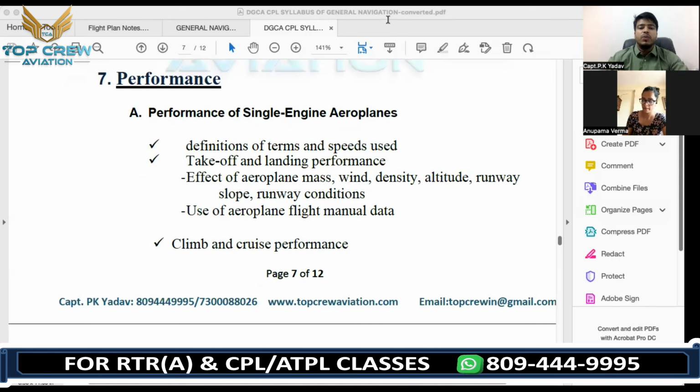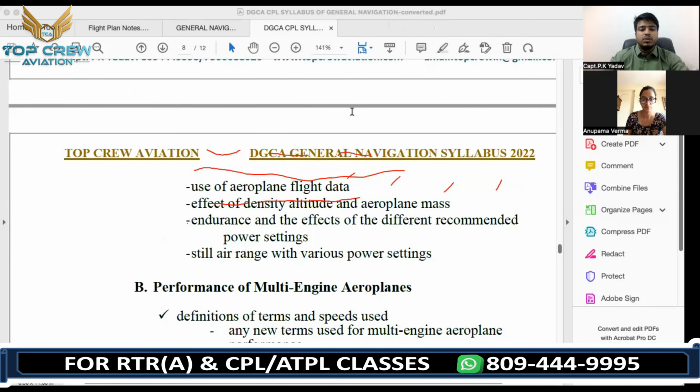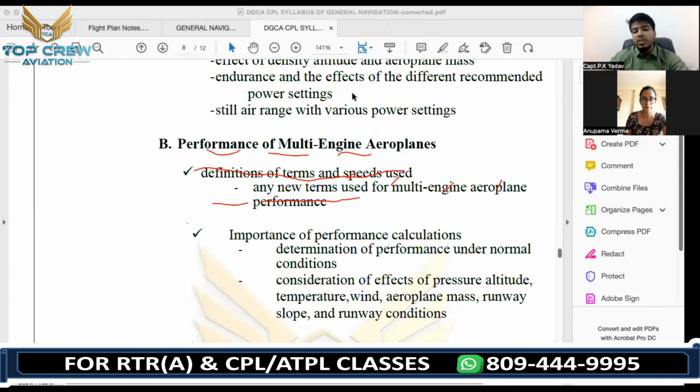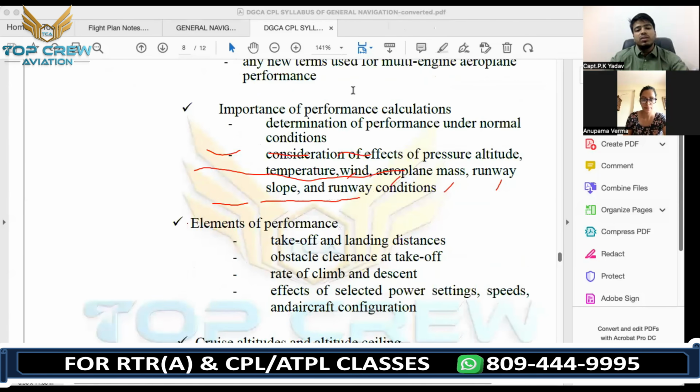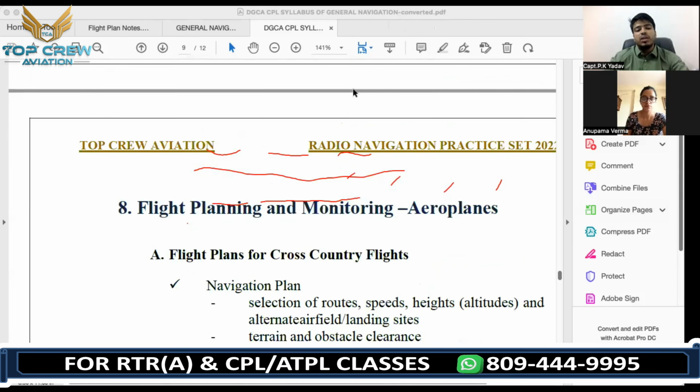Then in that we would understand definitions, terms, speeds, takeoff landing performance क्या होता है, slope, runway conditions, wind velocity, altitude, these all things we have to take care in terms of performance. Any of these things can impact your aircraft performance. All right, then performance of multi-engine aeroplane, same thing, we would study that too.